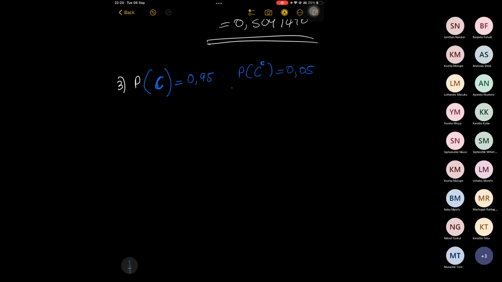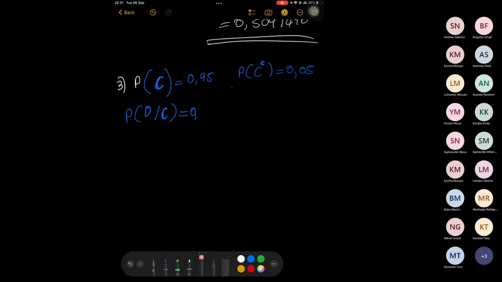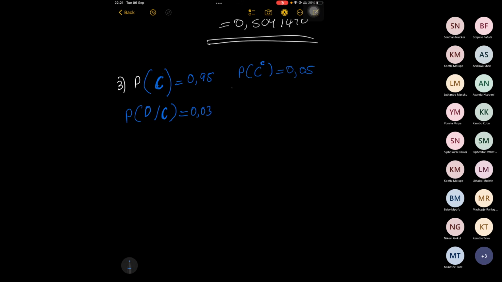You see? Then it goes on to say if the machine is correctly tuned. So you already know that the condition is if it's correctly tuned, which is C, isn't it? It produces defective items 3% of the time. So the probability of it producing defective items having been correctly tuned is 0.03.